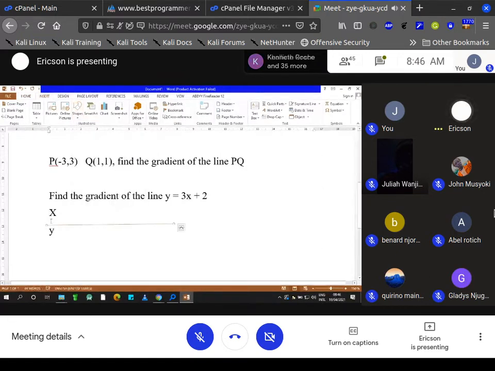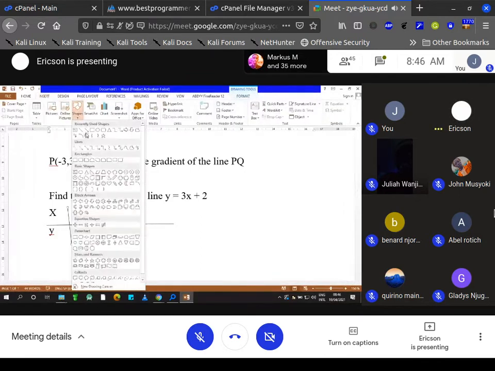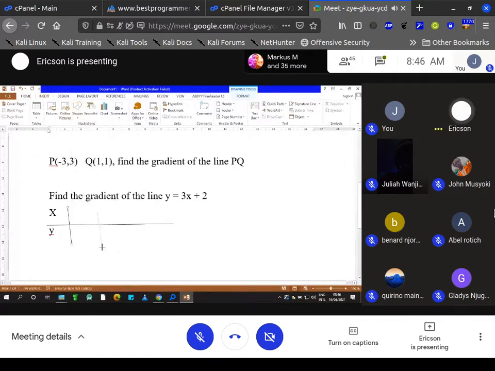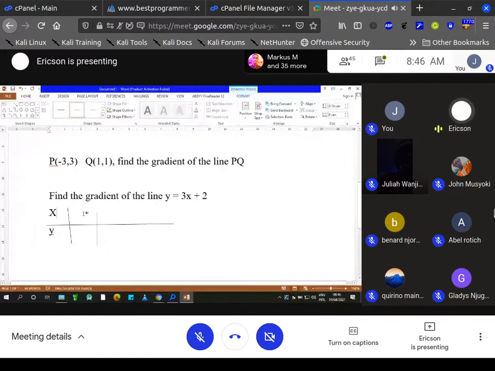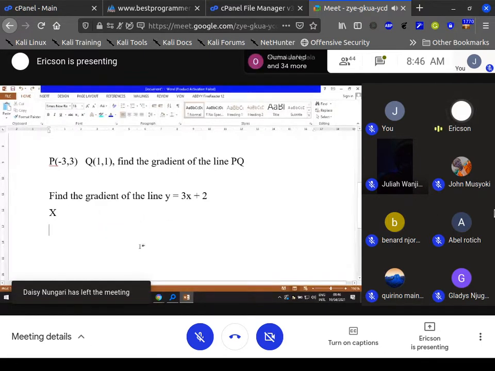We drew such a table. In class, we were drawing such a table, with the value of x, and then finding the corresponding value of y. Having x, finding the corresponding value of y. So this is a second way you can do that question.